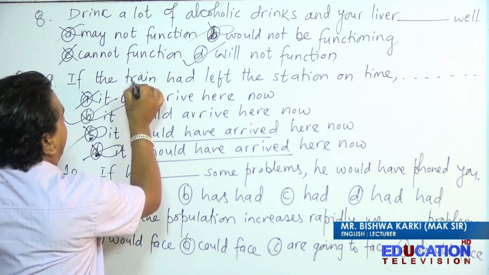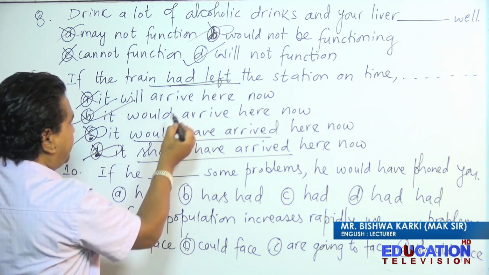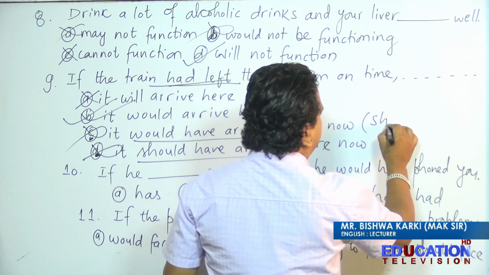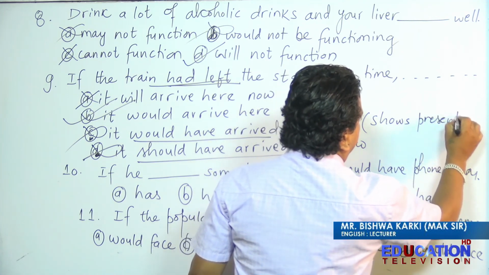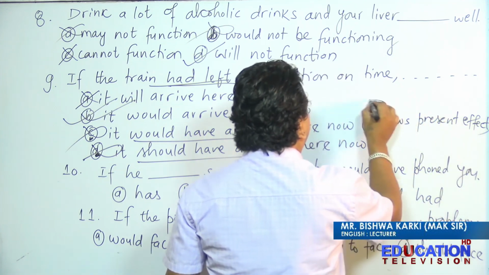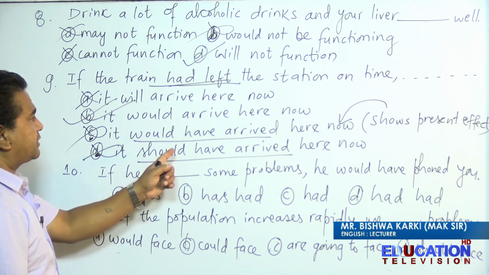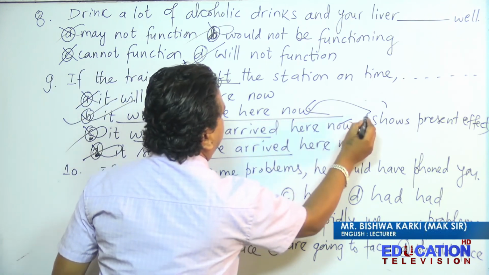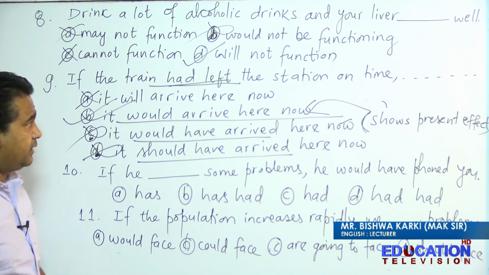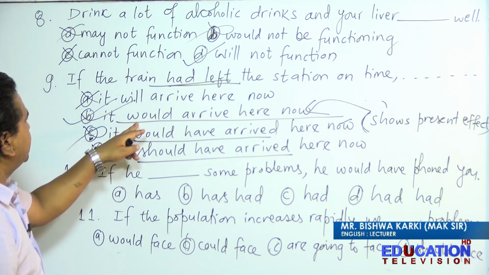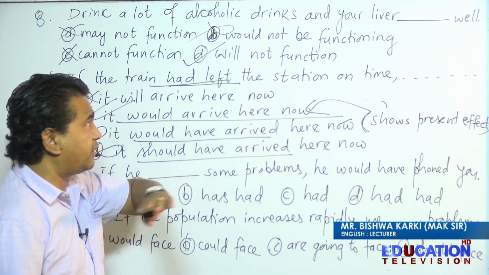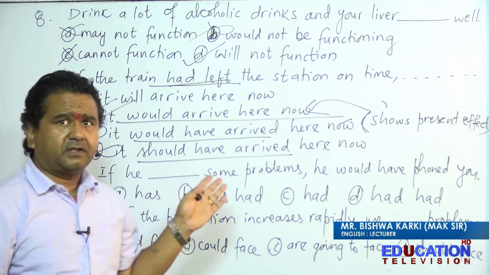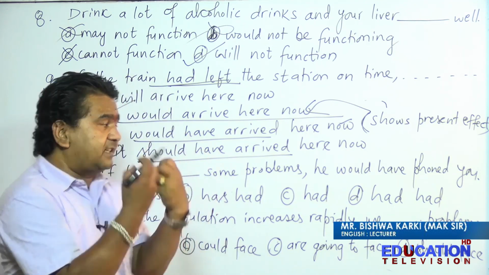Even if here is had plus B3, the next sentence could be would plus B1. Why? Because it shows present effect. If there is present effect indicated by now, you can use would plus B1. So this is the answer. Even if here is had plus B3, your answer is would arrive here now. Would have arrived here now is a wrong sentence. You cannot do that. Should have arrived also you cannot do. So this is the thing. So it is not only the sentence structure but the sense that is important.